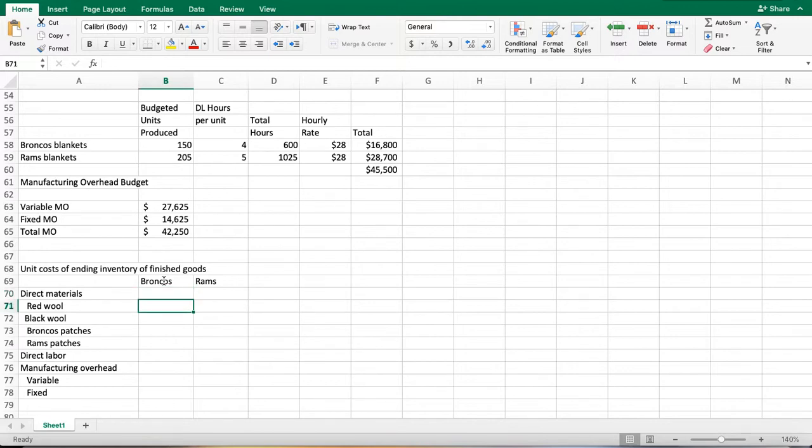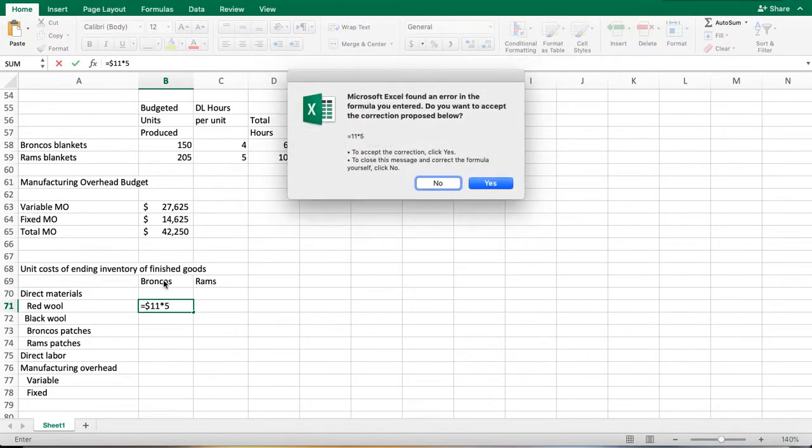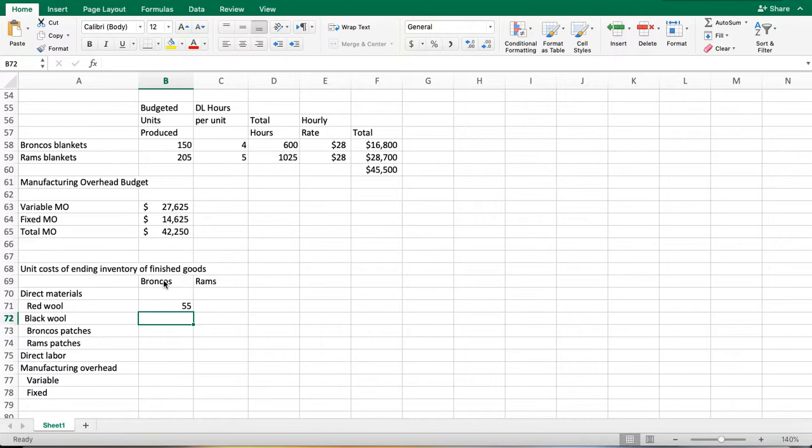And so the direct material for the red wool is $11 per yard, and there's 5 yards. Again, that information is given to us. The black wool, there's not any in the Broncos blankets. The Broncos patches, they're $8, and there's 1 per blanket.